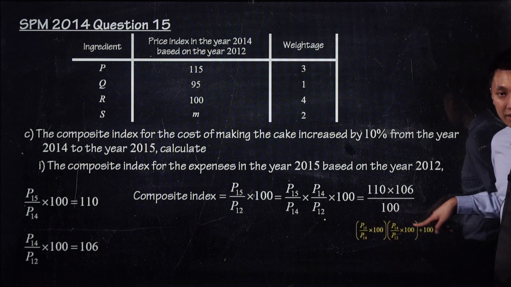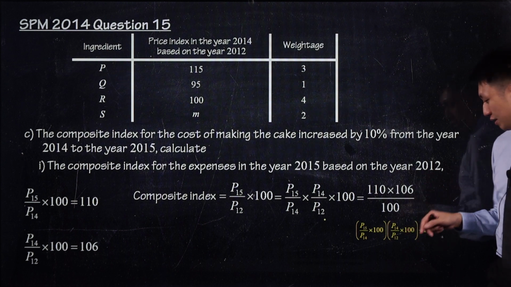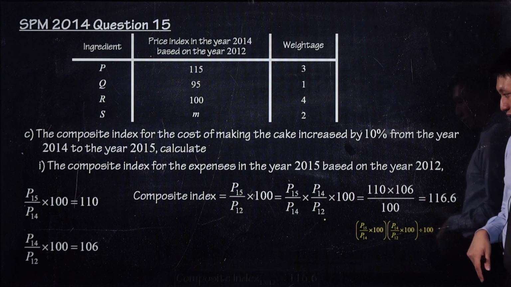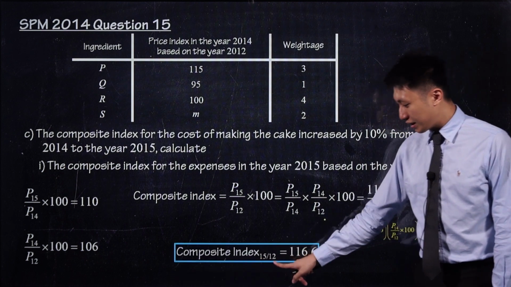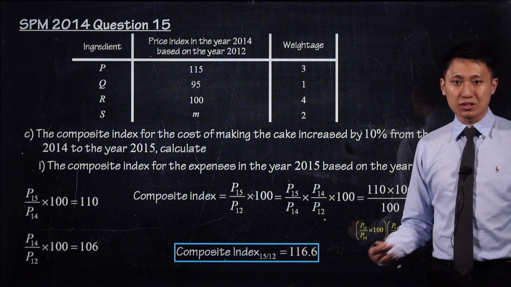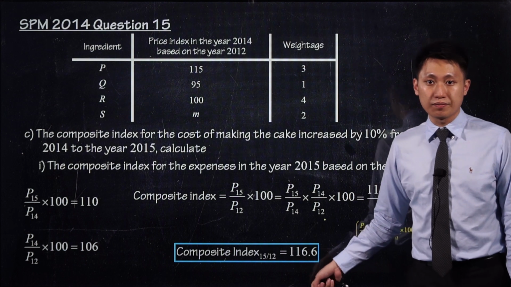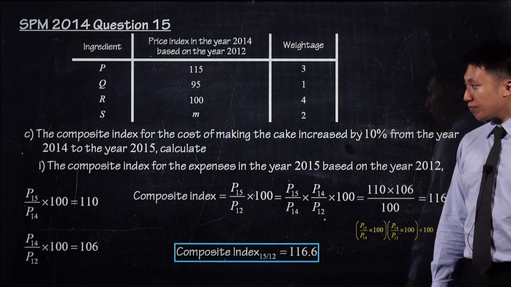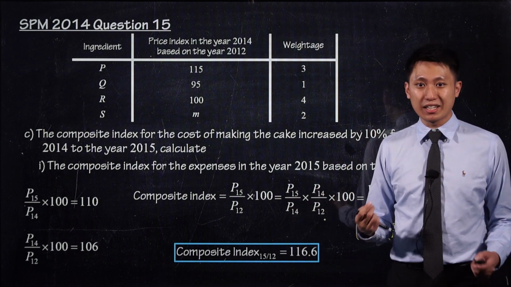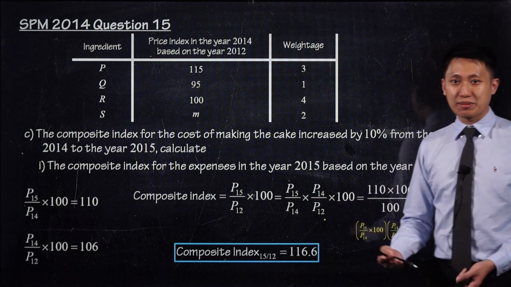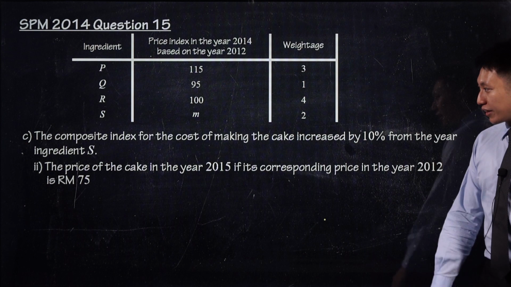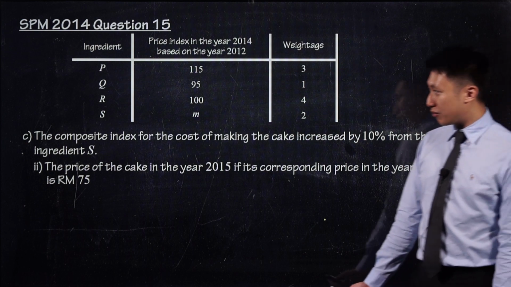This is the steps actually. If you want to write it slowly, okay. Then this is 116.6. Okay. Hence the composite index 15 over 12, I mean 15 based on the year of 2012 is 116.6. All right, no problem. Okay, so again, remember you have found some composite index. You expect next question to relate to this one, right? So keep this answer.